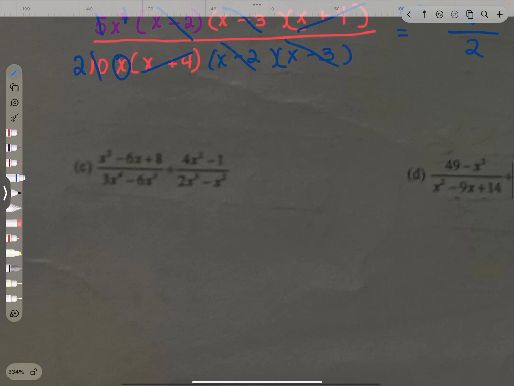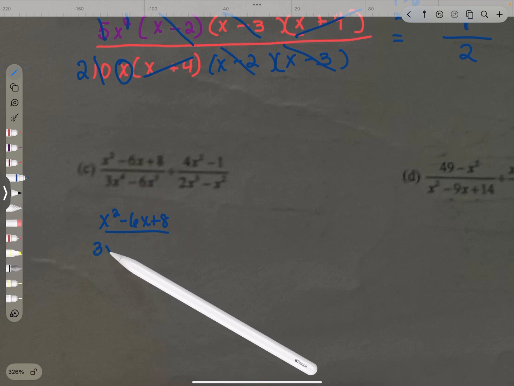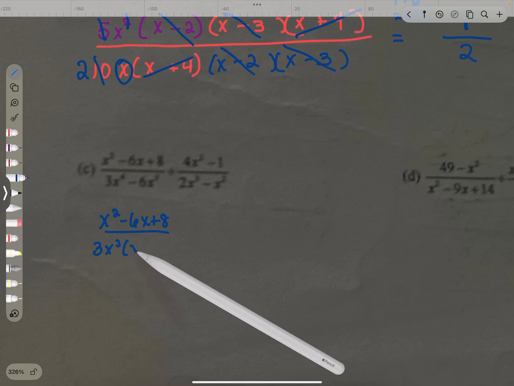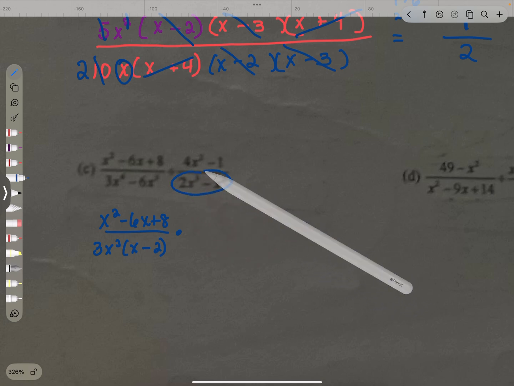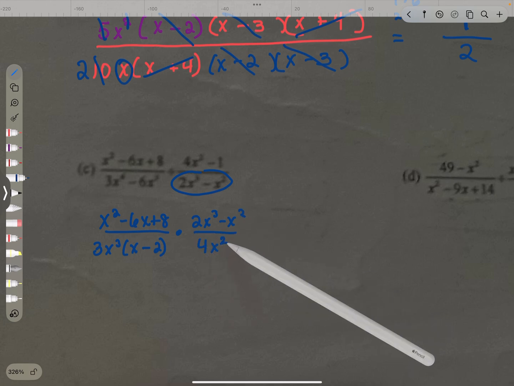Same idea here. You're just going to have to practice these a little bit. Start this one from x squared minus 6x plus 8. Take a 3x. Hard to read these numbers, but I think that might be an x to the fourth and x cubed maybe. 3x cubed out of it, giving you x minus 2, I'm hoping, times, and see this goes on top, 2x cubed minus x squared, I think, and the other one then would go on the bottom. And then you got to factor those, all right?